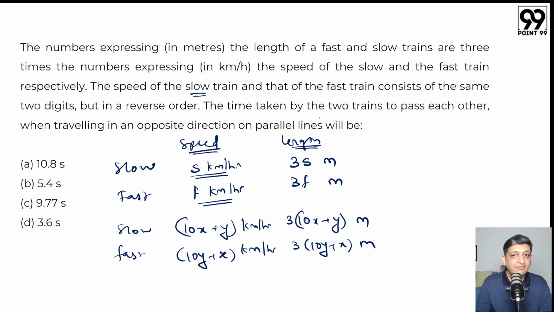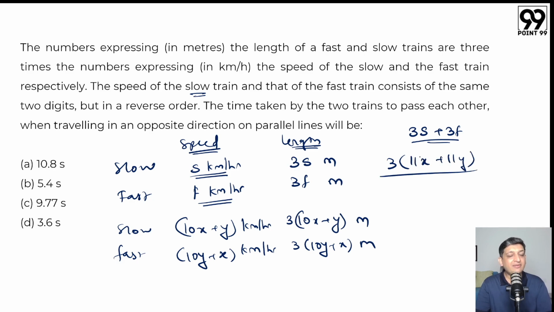Now, the time taken by the two trains to pass each other when traveling in opposite directions on parallel lines will be what? If they have to pass each other completely, the total distance covered will be the sum of the lengths of the two trains. So 3s plus 3f, or in this case, 3 into 10x plus y plus 10y plus x, which will be 3 into 11x plus 11y. This will be the distance covered.